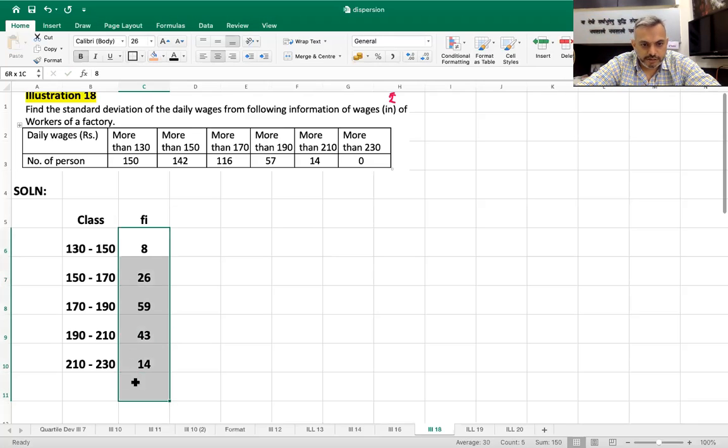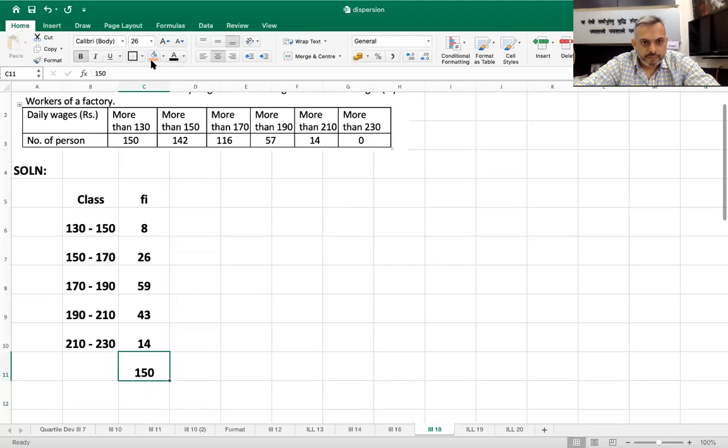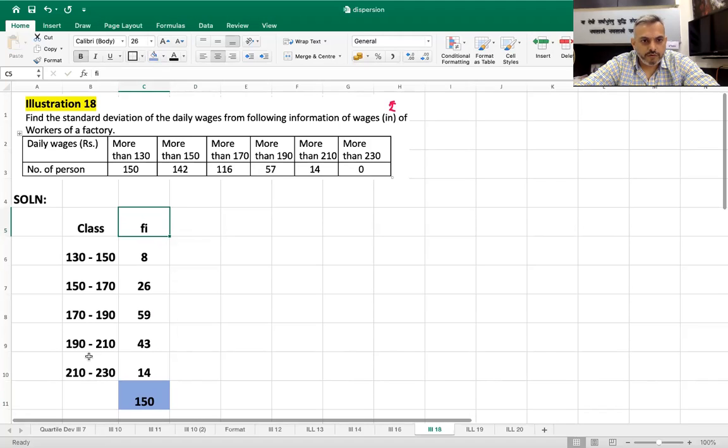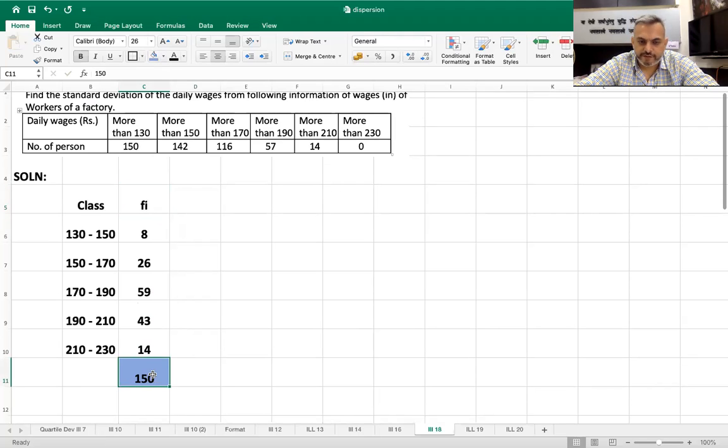Always do the total to check. So total is 150. More than 130 is 150 people, so here also you get 150. So that's fine. Always cross verify it.